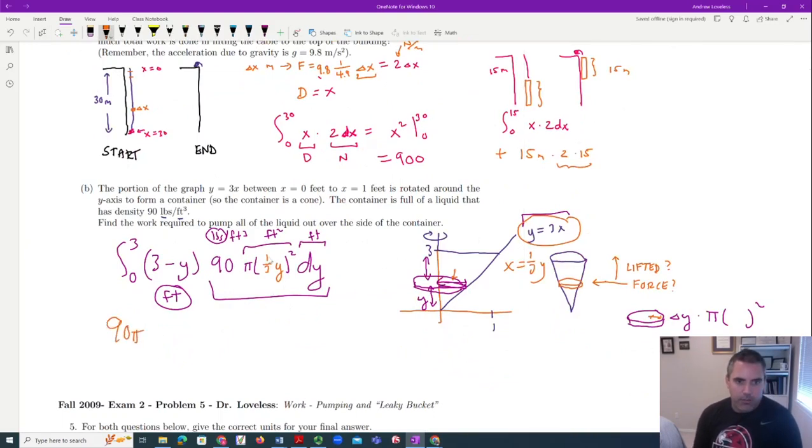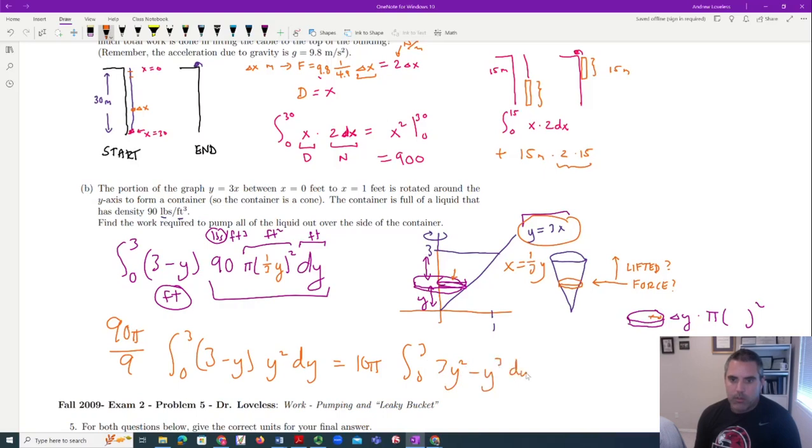If it was me, I would also factor out the 1/9 after you square. That's going to be 10 pi from 0 to 3. And it's typically worth your while to simplify as much as possible before you integrate. So I would keep going. This is going to be the integral from 0 to 3 of 3y squared minus y cubed dy.